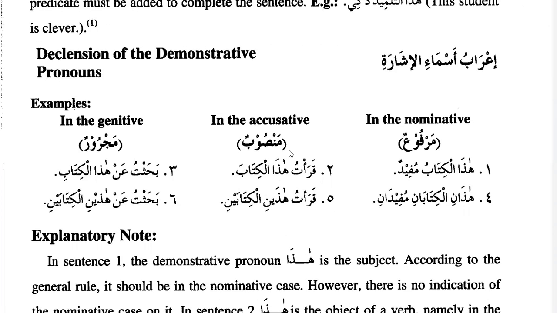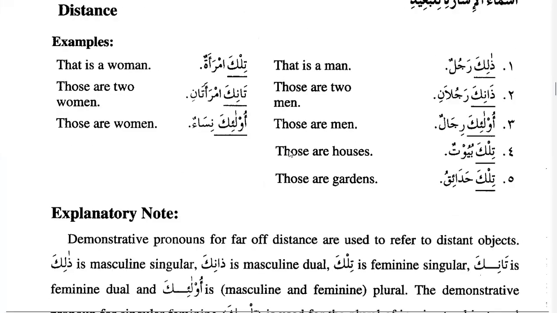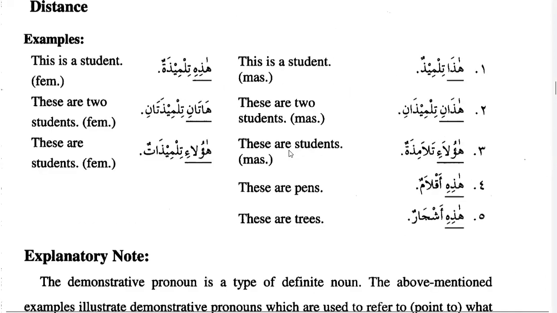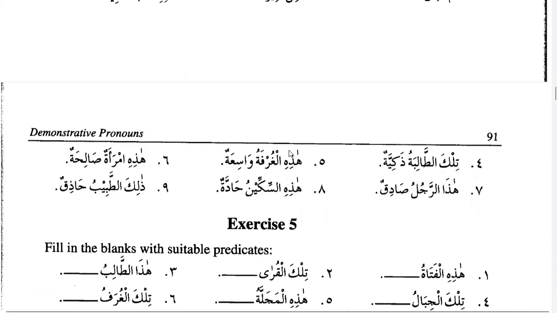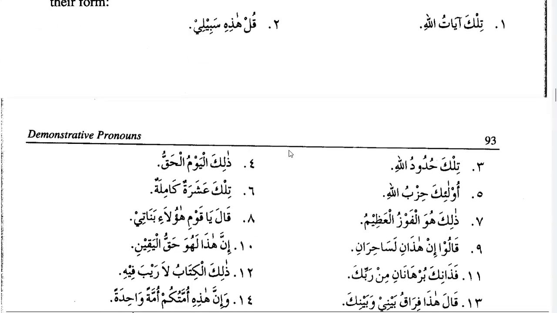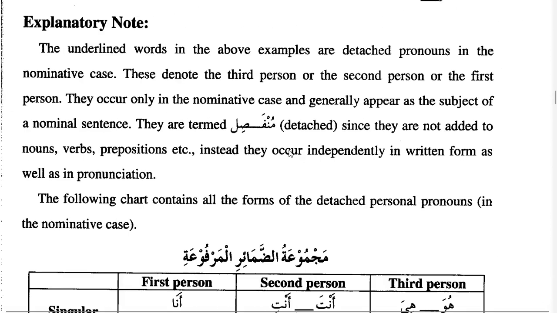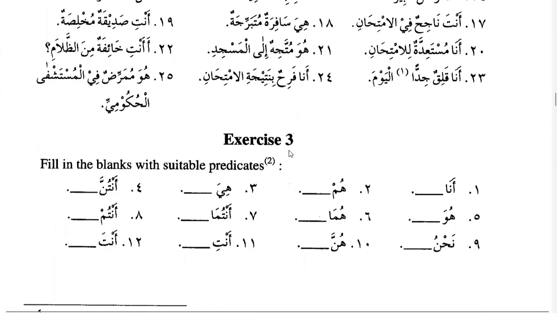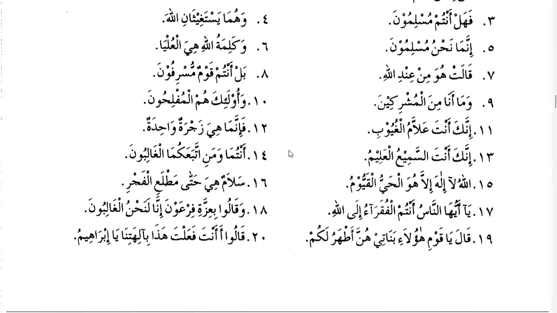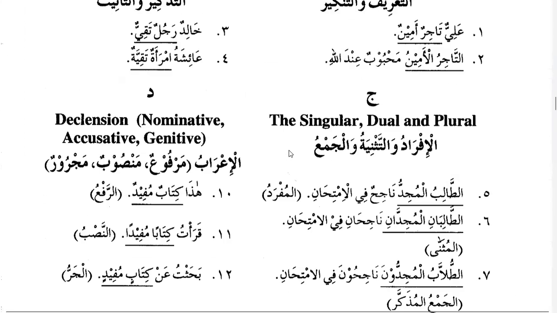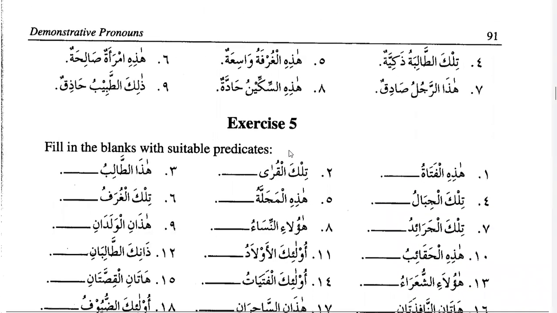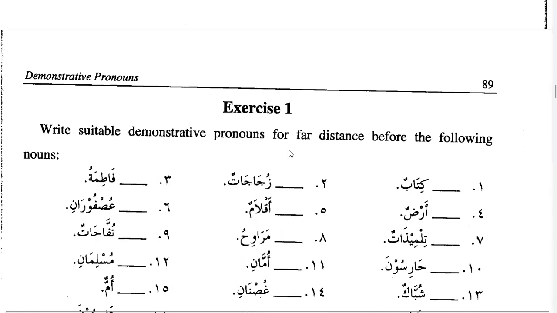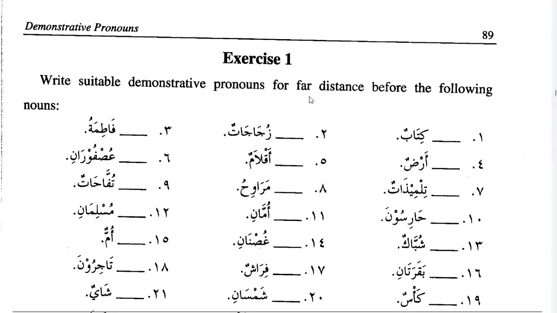At the moment, we have learned ismul ishara lil qareeb only, and he is giving us the question for ba'id. What is this? Maybe he has made some mistake here. He's done it as well. In my book, anyway. In your book, it is near? They've done demonstrative pronouns, Ism Ishara, and then Ism Ishara for far distance too. So same question. Before this exercise. Okay.